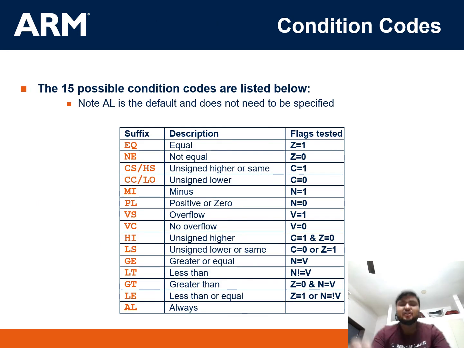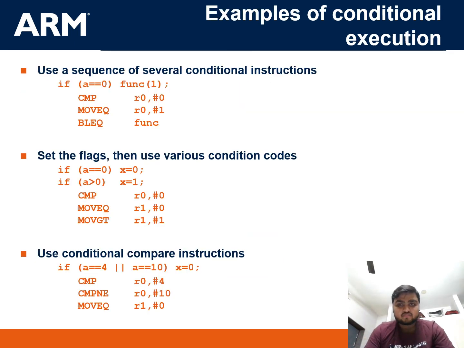Madam, here are the condition codes. The 15 possible condition codes are listed below. That is, madam, 15 possible condition codes that we use. AL is the default and does not need to be specified. Yes, AL is the default. Among the codes are EQ, meaning equal, where the Z flag equals 1 is tested, and CS or HS, unsigned higher or same, where C equals 1. We can also see positive or zero, overflow, greater or equal, and so on.